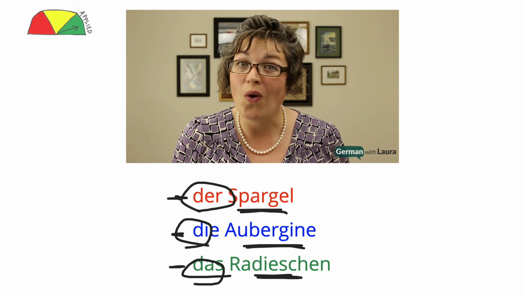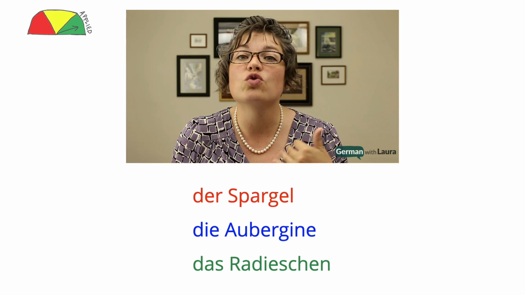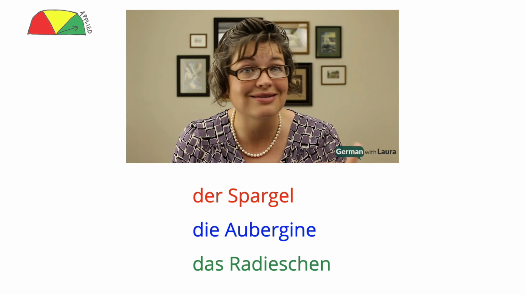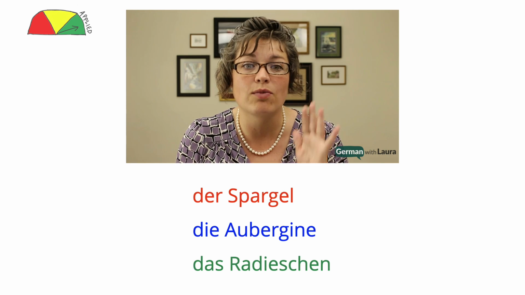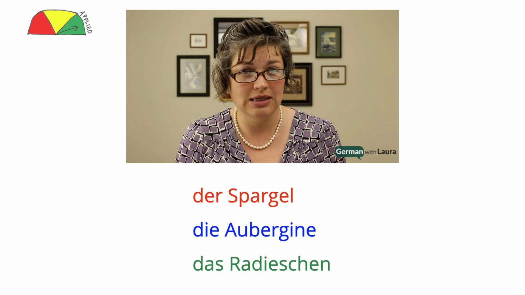But do watch the other one, because then you will learn that there are ways to predict whether a noun is masculine, feminine, or neuter. It's not random. It's not just a guessing game, okay? But for now, just given to you, der Spargel, die Aubergine, das Radieschen.